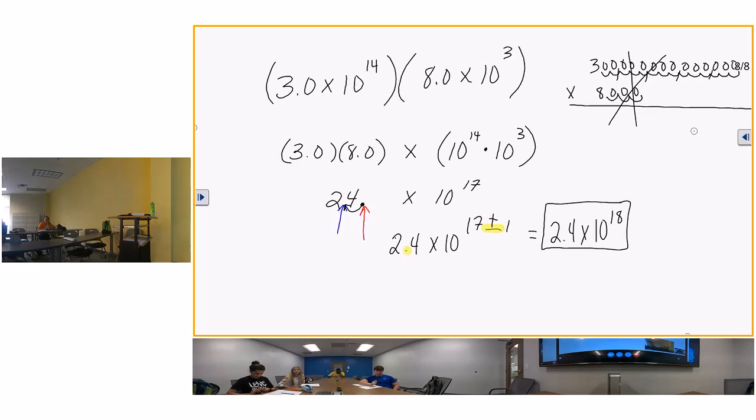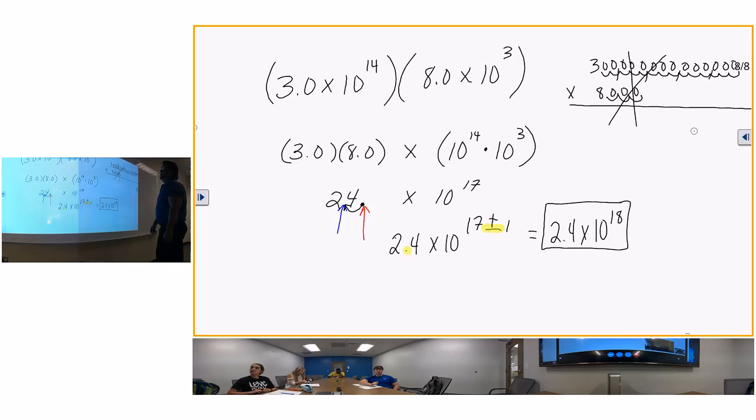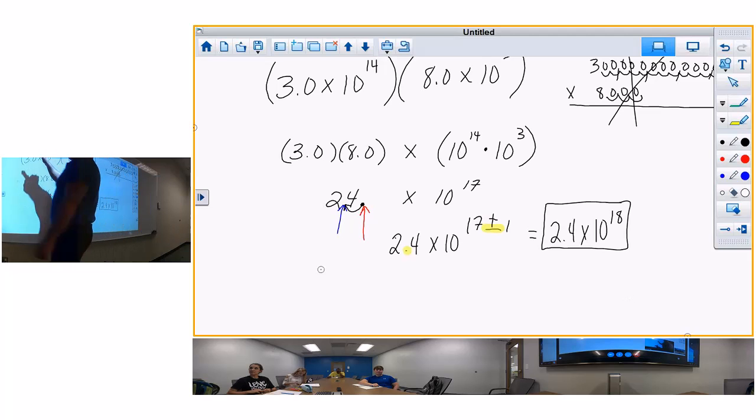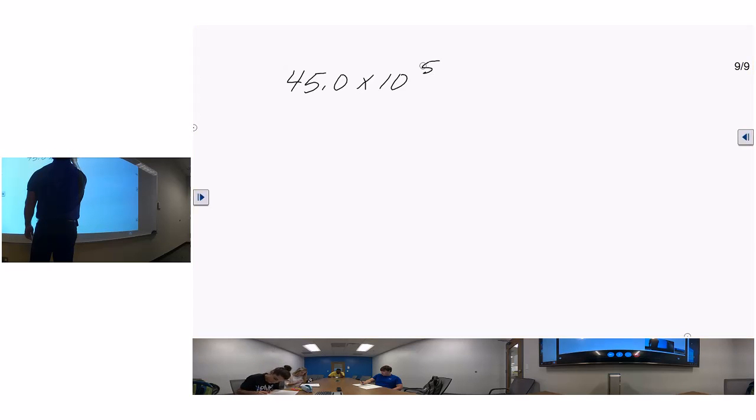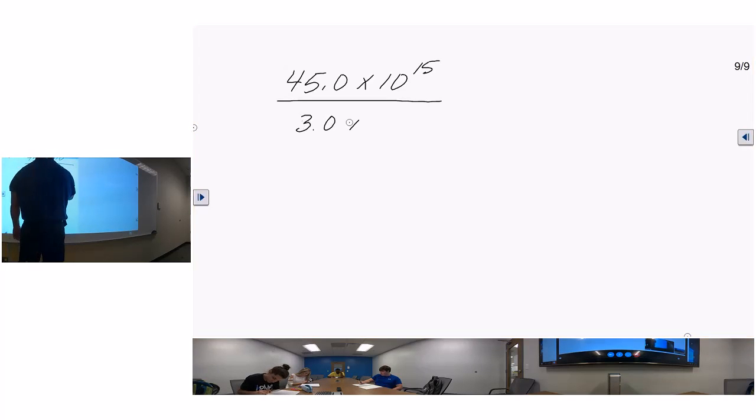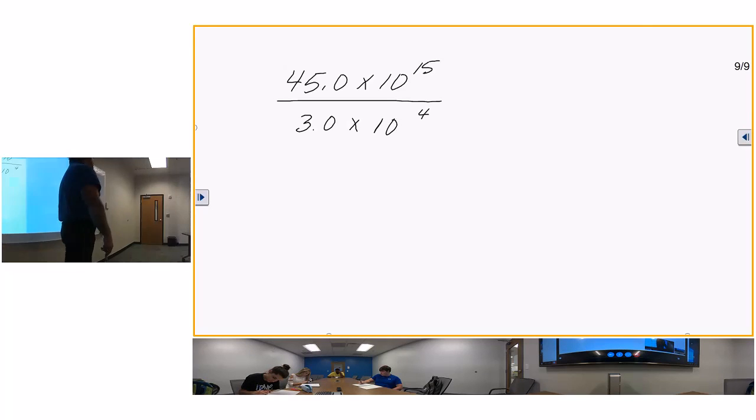Anyway, I'll shut up. So, let's do one. I'm going to let y'all do this one so you can get discouraged and hopefully quit. All right, let's do 45.0 times 10 to the 15th power divided by 3.0 times 10 to the 4th power. All right, y'all do that one. And if you can't do it, just write it up as being a failure in life.